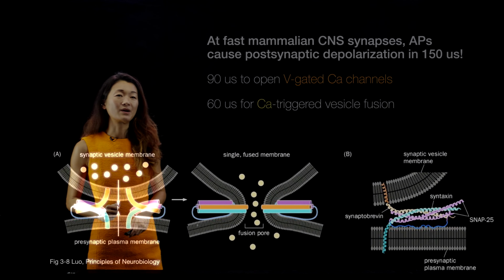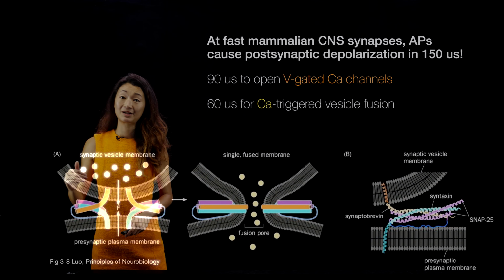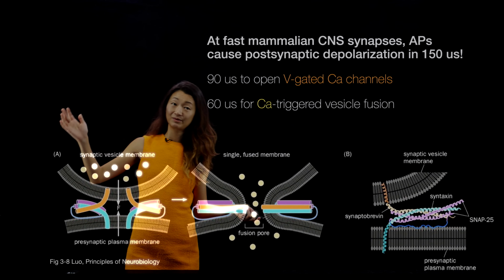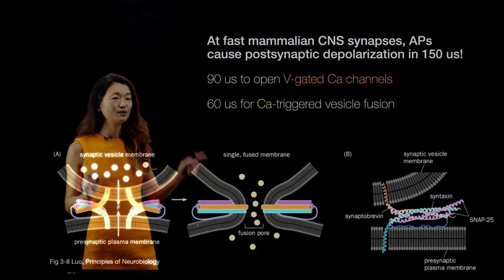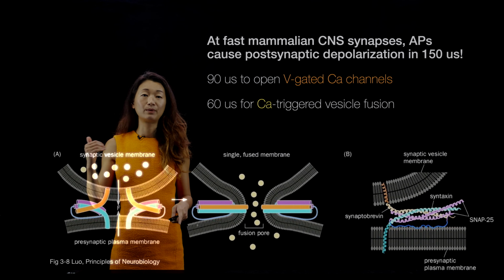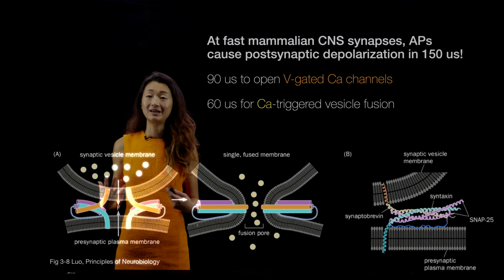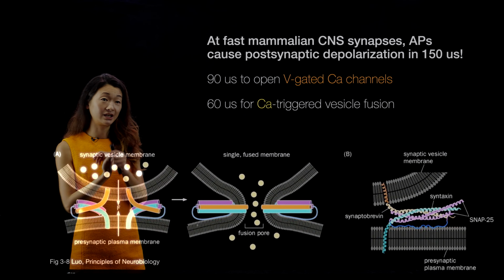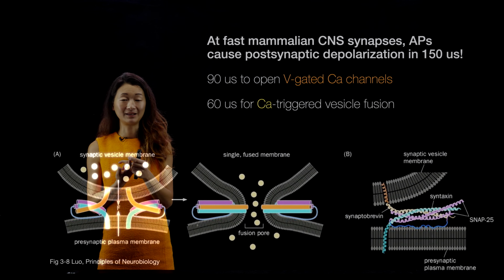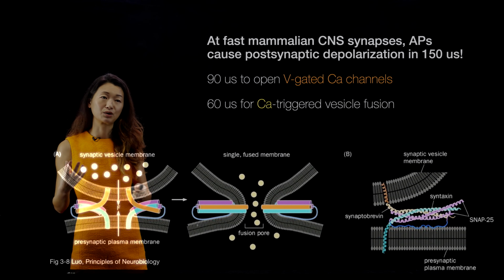This process is very, very fast, and this is really good because when that action potential comes down the presynaptic side, you really want to respond quickly. You don't want to be waiting around to tell the presynaptic cell, hey, action potential arrived, something's happening here. In the mammalian central nervous system, an action potential at the presynaptic side can cause postsynaptic depolarization in as little as 150 microseconds. Specifically, it takes about 90 microseconds to open the voltage-gated calcium channels, which is actually the slow step. Once the calcium comes inside the cell, it takes about 60 microseconds for the calcium to trigger vesicular fusion. So the whole thing happens very, very quickly.